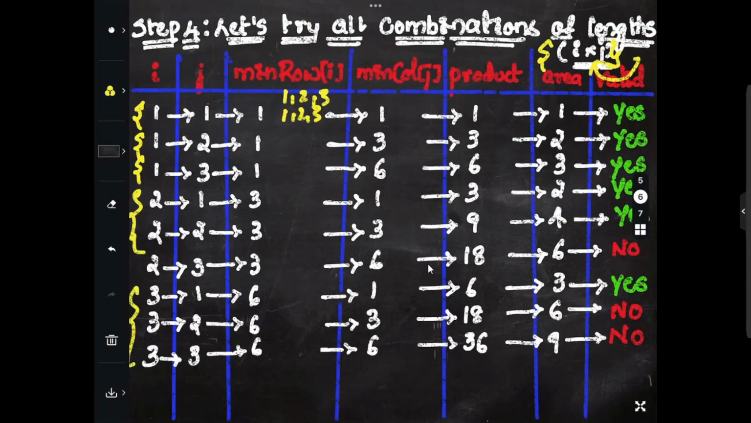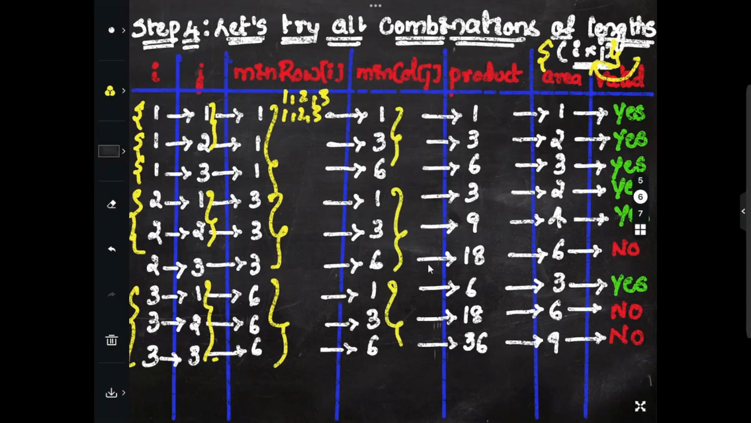Same thing for the J. We'll go with 1 2 3, 1 2 3, 1 2 3. So minimum row we already calculated this one, right? 136, we got 136. So this will be 1 three times, 3 three times, and 6 three times. Same for minimum column J: this will be 136, 136, 136, 136, 136 and 136.